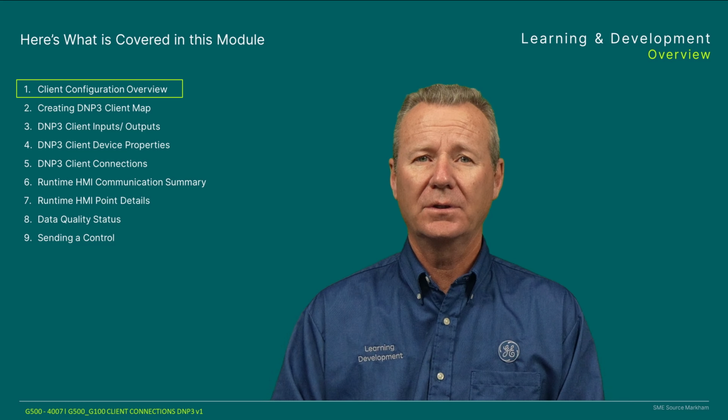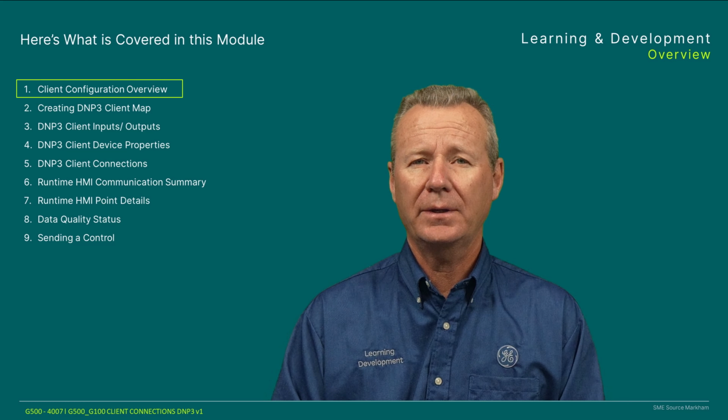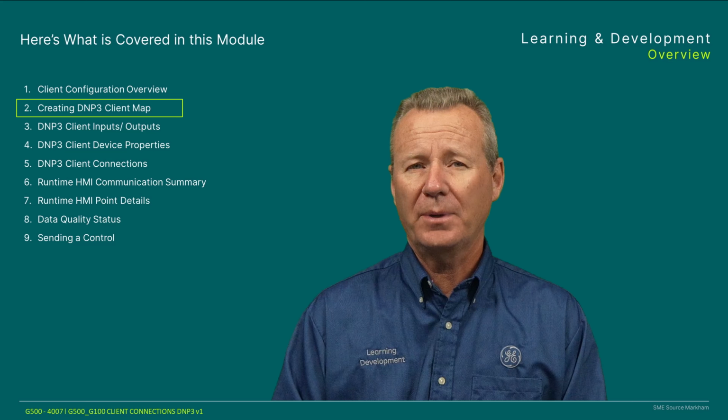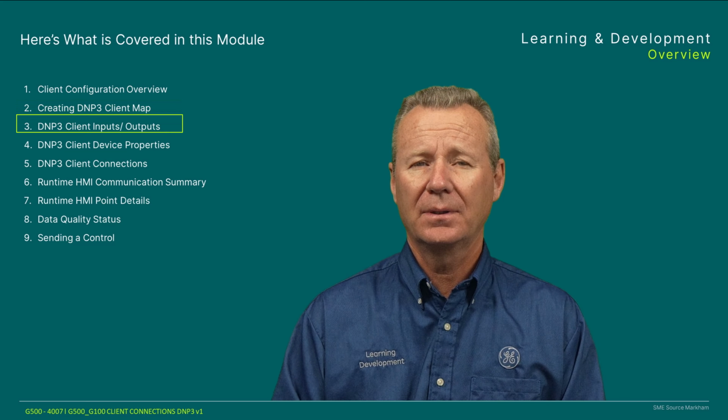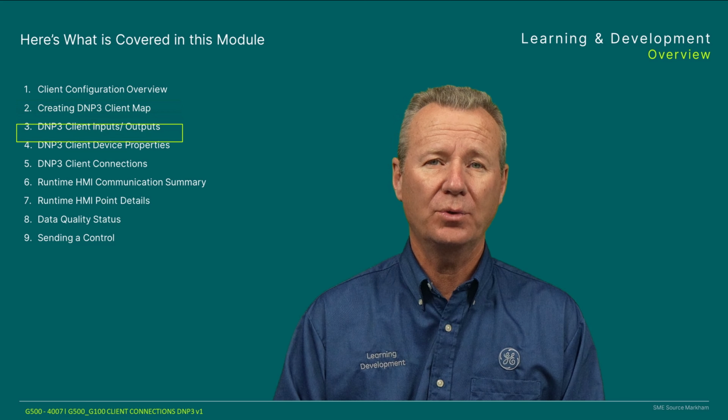Hey folks, in this video we'll start off with an overview of client configuration, followed by creating a DMP3 client map, DMP3 client inputs and outputs, DMP3 client device properties, DMP3 client connections, runtime HMI communication summary, runtime HMI points details, data quality status, and lastly sending a control. With that out of the way, let's jump right into it.